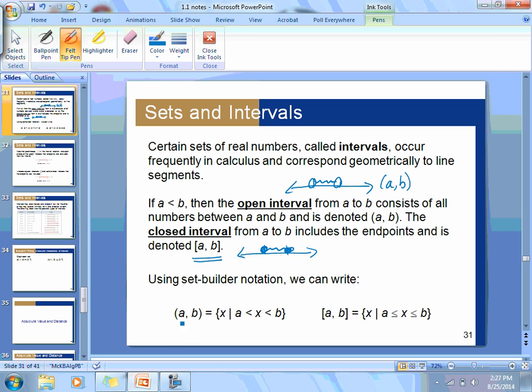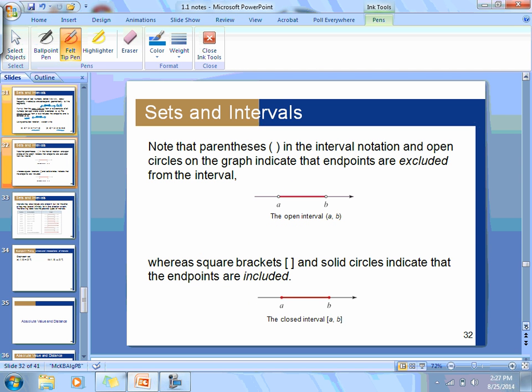So our open set from A to B means anything that's between A and B, but it doesn't necessarily include A and B because it's got those open circles. And the closed set from A to B means everything from A to B, including A and B. So A and B could be actual values in your solution. And this just kind of restates what I drew on the other page. The parentheses now are going to represent those open circles, and the closed brackets are going to represent those closed circles.